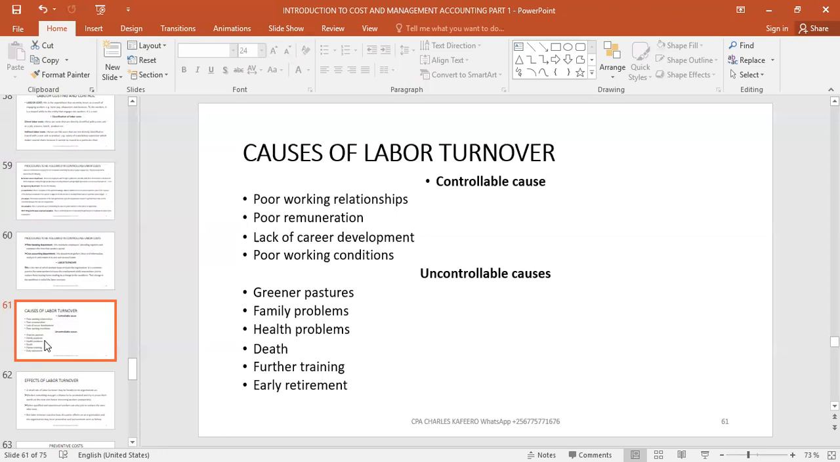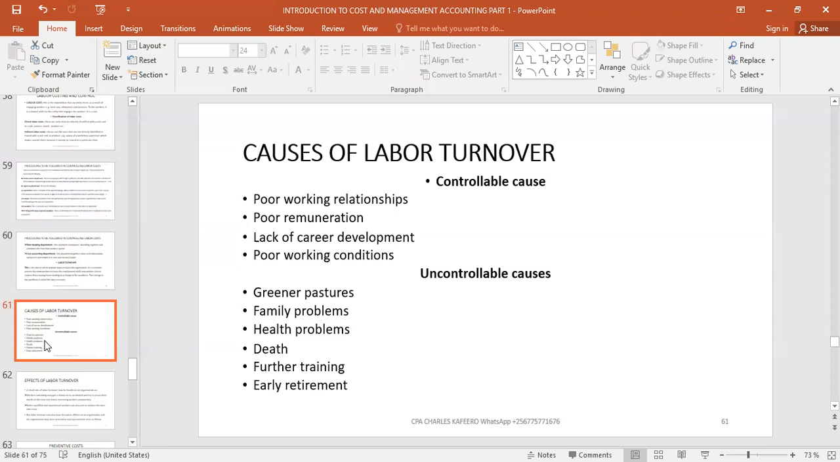The second one, we can talk about family problems. Someone may be having family problems, and those problems force the person to leave the organization. Let's say someone is told that we are changing the environment, and we are supposed to be living on the other side. So if you want to keep working at the organization where you are, then the family is going to be separated. That can force someone to leave the organization.